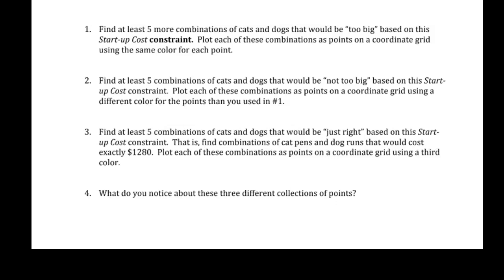And remember, those points are developed by combining the cats and dogs. So if we had 12 cats and 12 dogs, the ordered pair would be 12-12. And that's where you would plot that on your grid. And then finally, number 4 says, what do you notice about all 3 of these different collections of points?